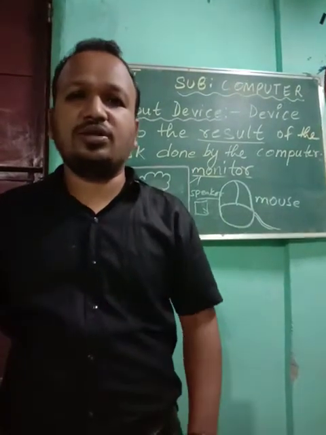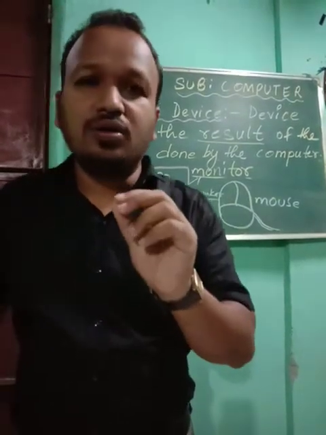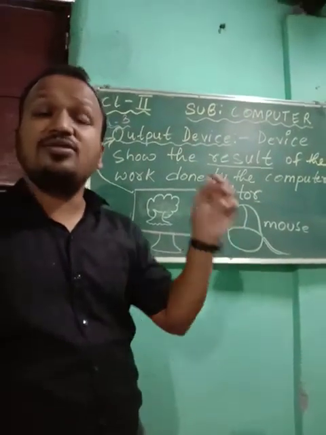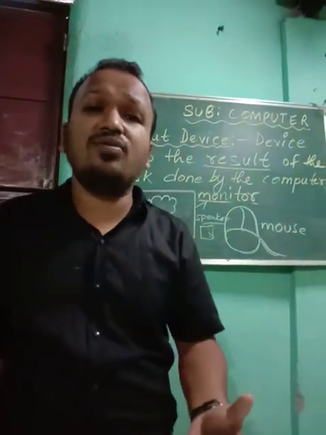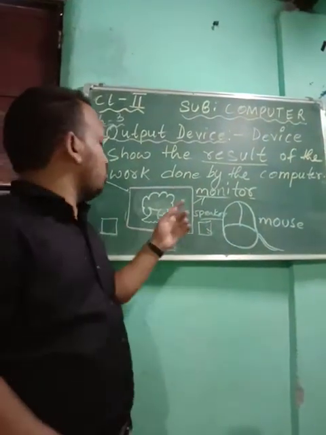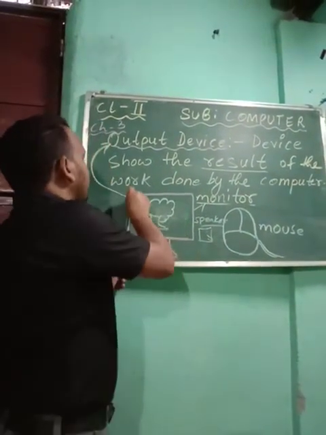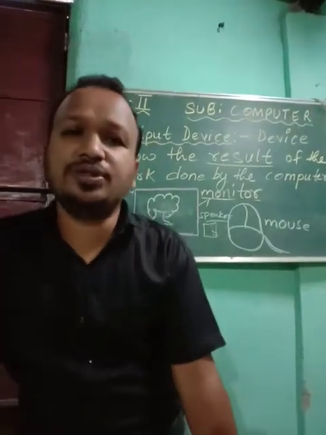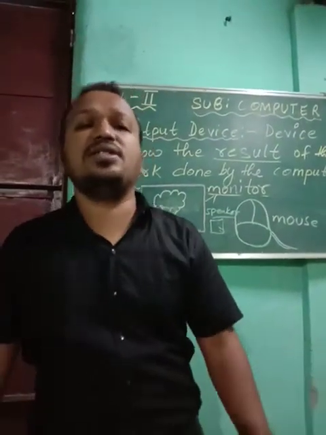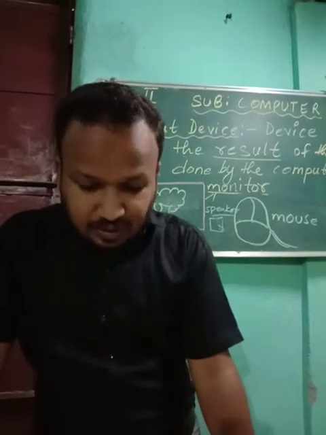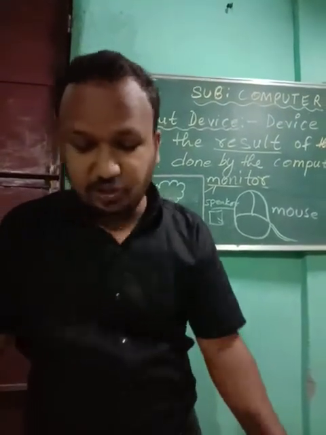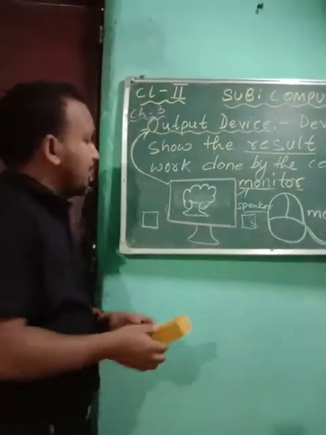Okay, so you see, when you are watching a cartoon, you are going to watch the cartoon on a monitor screen. That's why whatever work we are doing, the result we can see on the monitor screen. That is why monitor is called output device. It produces the result of whatever work is done in a computer. And this monitor is also known as VDU, that is visual display unit.